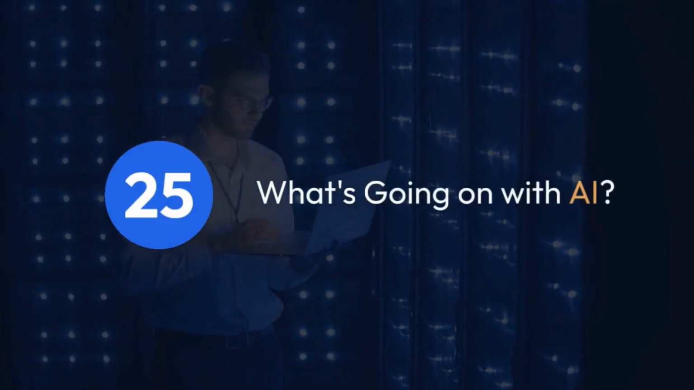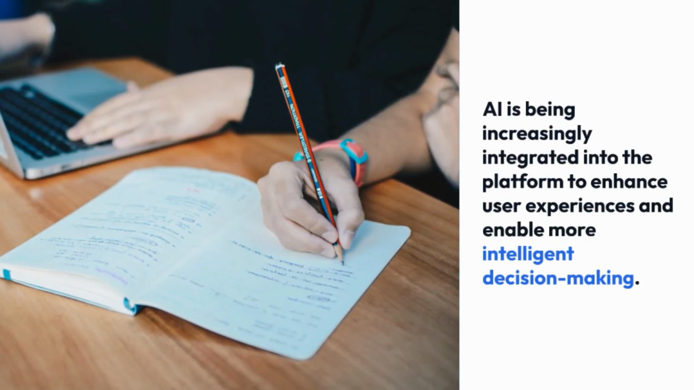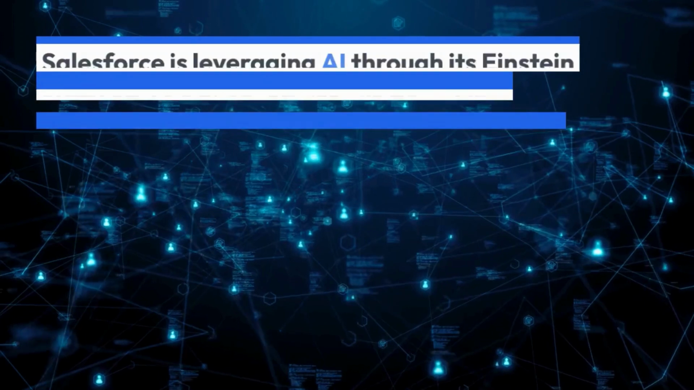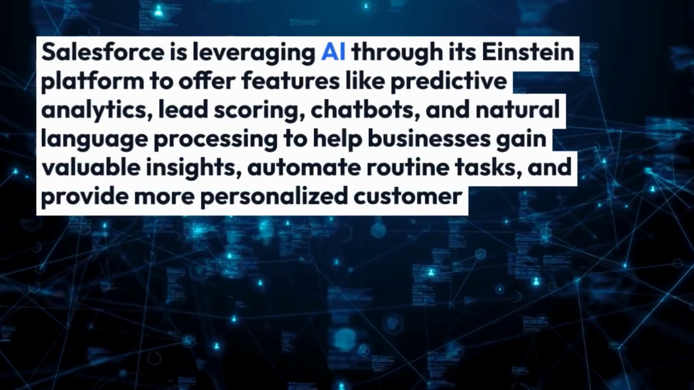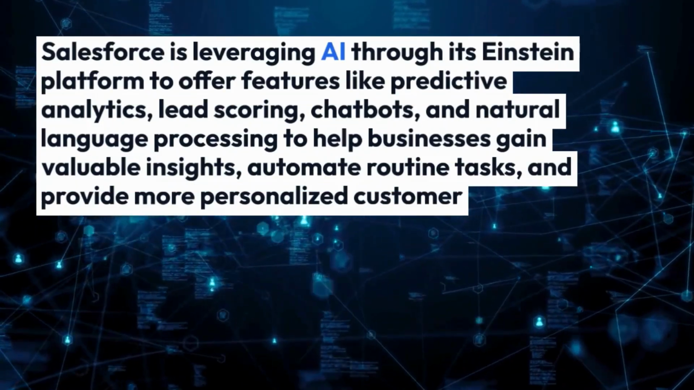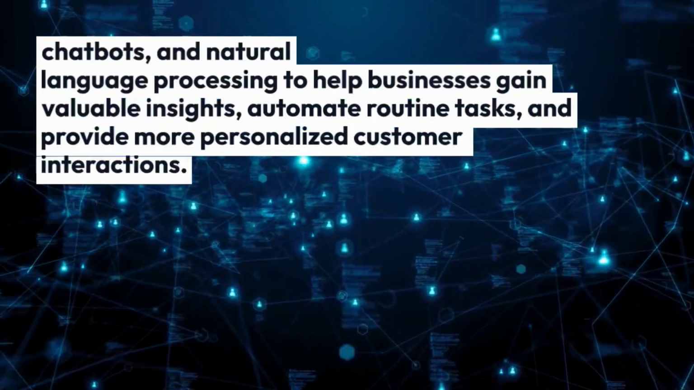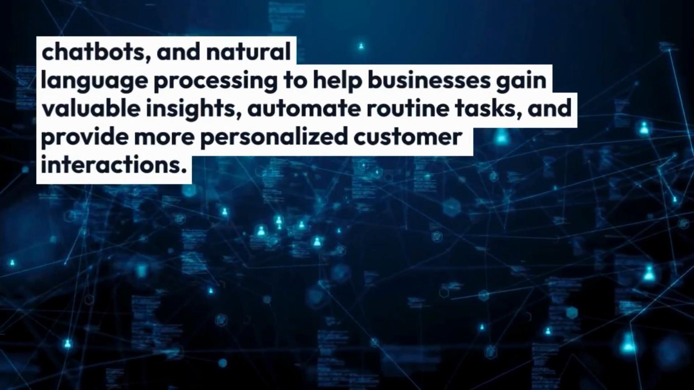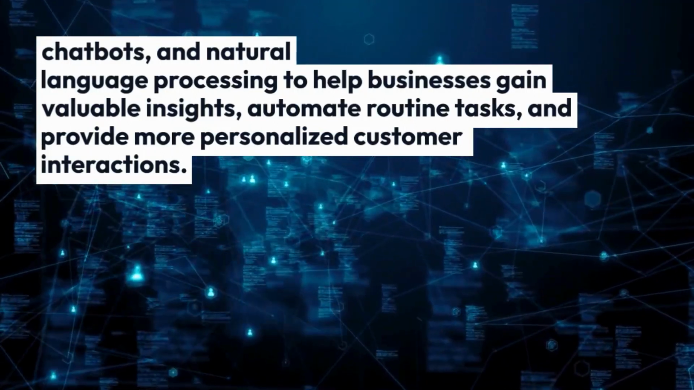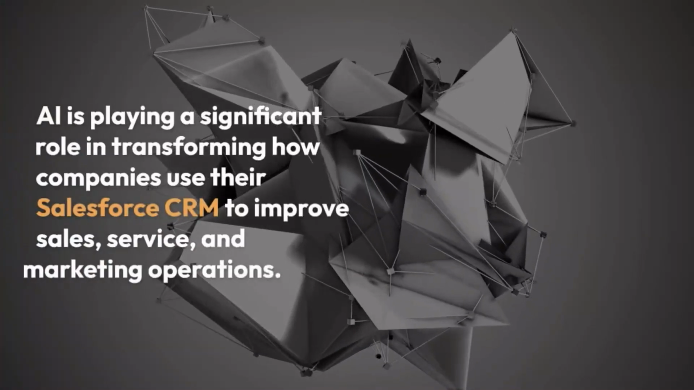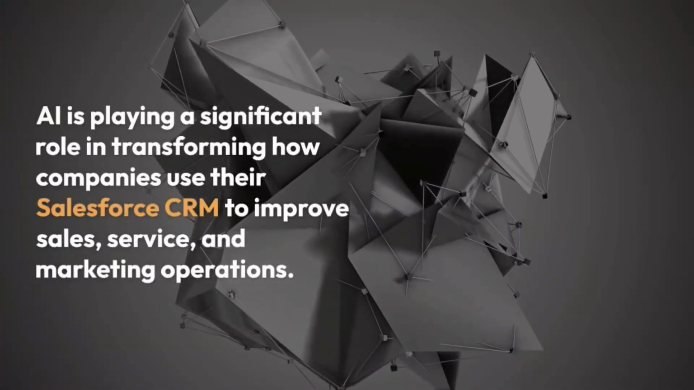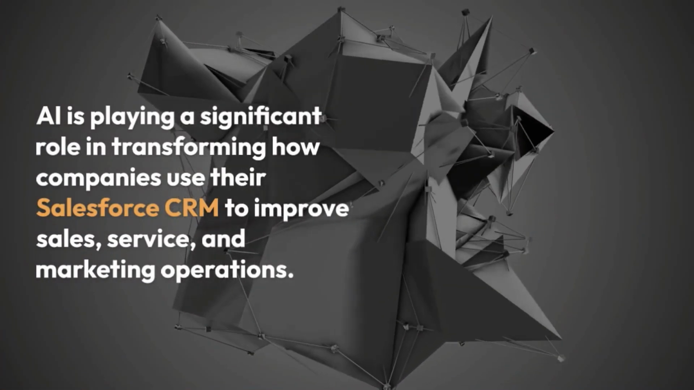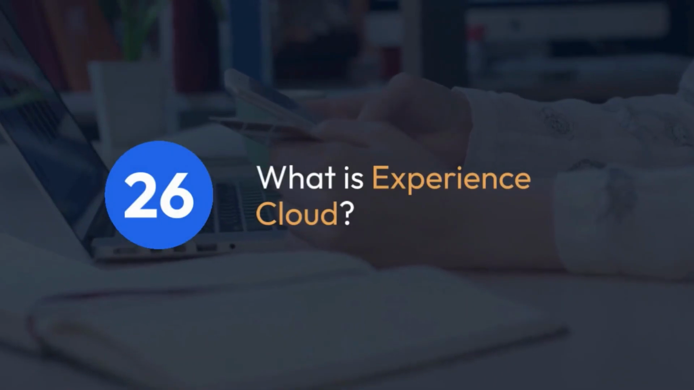25. What's going on with AI? AI is being increasingly integrated into the platform to enhance user experiences and enable more intelligent decision-making. Salesforce is leveraging AI through its Einstein platform to offer features like predictive analytics, lead scoring, chatbots, and natural language processing to help businesses gain valuable insights, automate routine tasks, and provide more personalized customer interactions. AI is playing a significant role in transforming how companies use their Salesforce CRM to improve sales, service, and marketing operations.